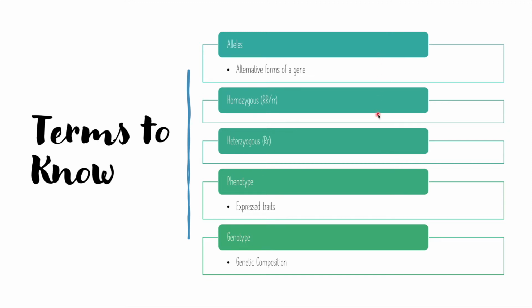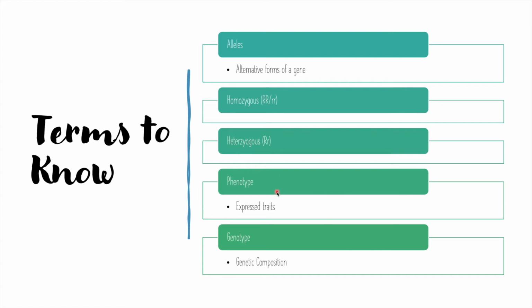When a gene is homozygous, it is composed of two identical alleles for a certain trait, so all gametes carry that allele. It could be homozygous recessive or homozygous dominant. When a gene is heterozygous, it is composed of two different alleles for a certain trait, so half the gametes will carry one allele and the other half will carry the other allele. For instance, it could be composed of one dominant and one recessive allele.